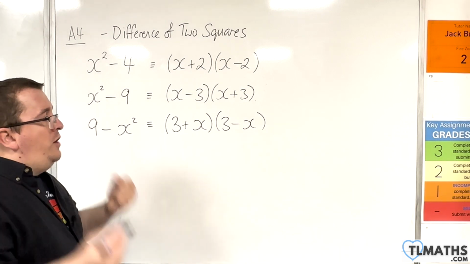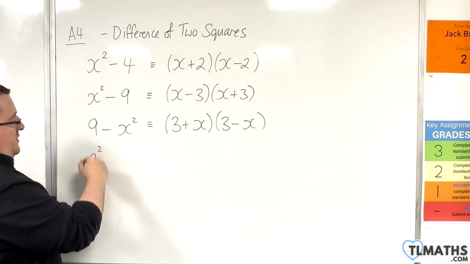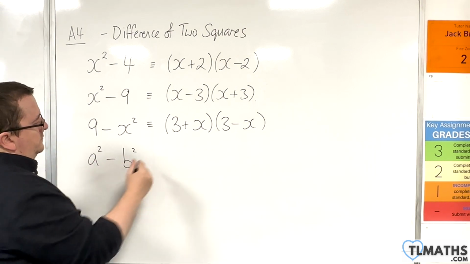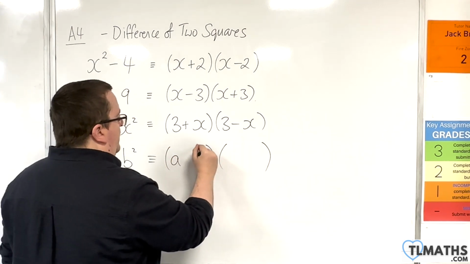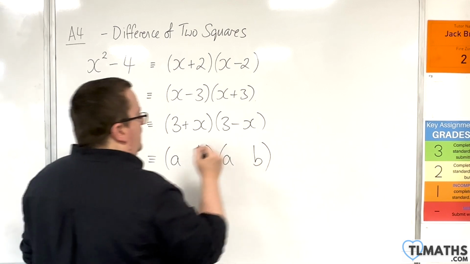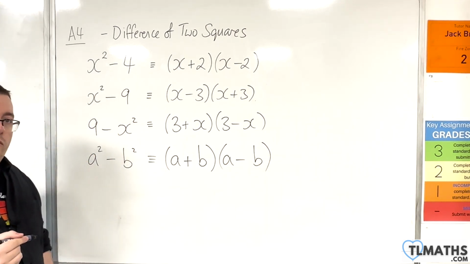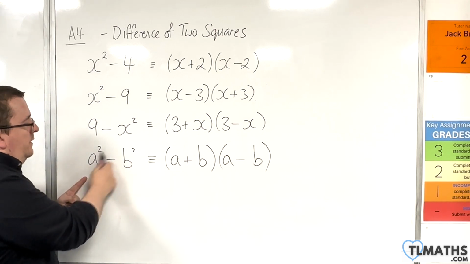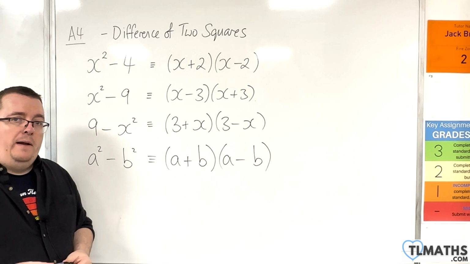In actual fact, we can generalise it to anything squared. So let's say a squared take away b squared. The two brackets would both have a and b in them. One of them's a plus, one of them's a minus. So this allows you to spot any difference of two squares and factorise it straight off the bat.